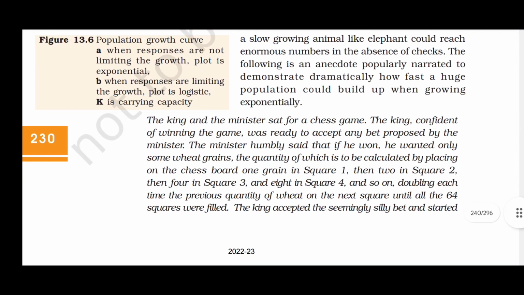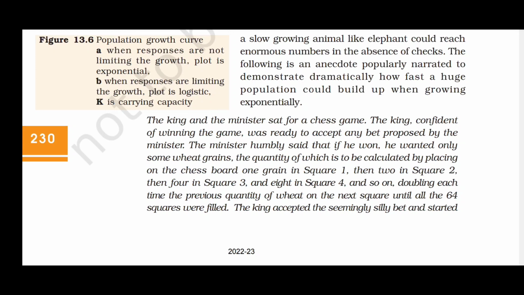The following is an anecdote popularly narrated to demonstrate dramatically how fast a huge population could build up when growing exponentially. The king and the minister sat for a chess game. The king, confident of winning the game, was ready to accept any bet proposed by the minister. The minister humbly said if he won, he wanted only some wheat grains, the quantity of which is to be calculated by placing on the chessboard one grain in square 1, then 2 in square 2, then 4 in square 3, and 8 in square 4, and so on, doubling each time the previous quantity of wheat on the next square, until all the 64 squares were filled.